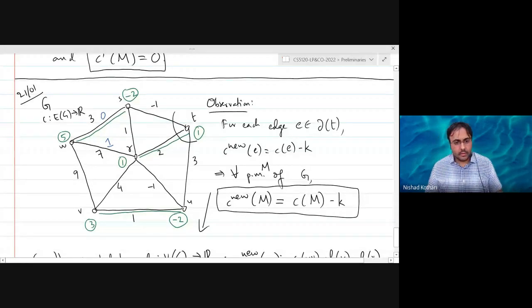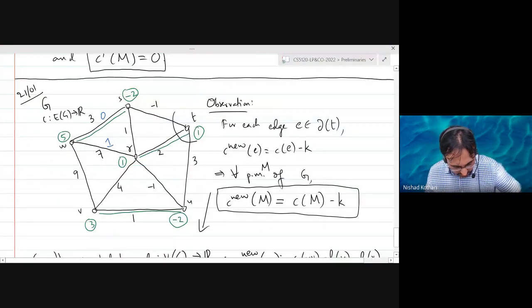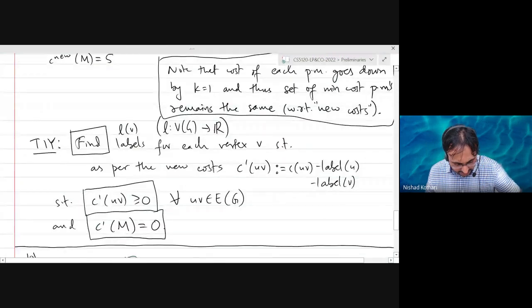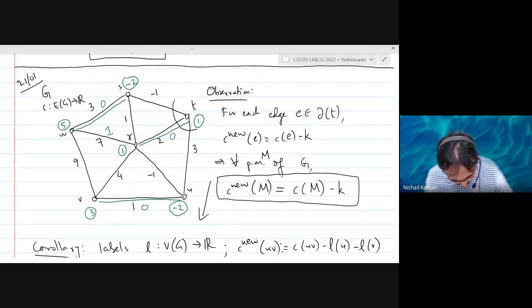Okay. So let's first check for these three edges. Their cost should be 0. That was one of the conditions we wanted. We want all the cost of the matching edges to be equal to 0. Okay. So this is 2 minus 1 minus 1, 0. This is -2 minus 1 minus 3 plus 3, 0. Right. Good.